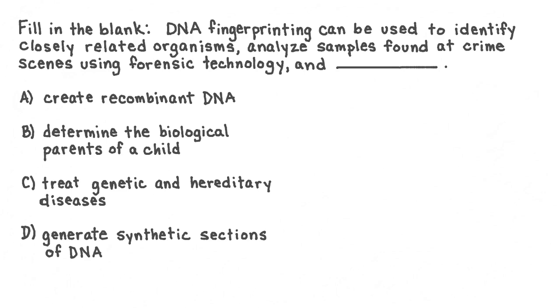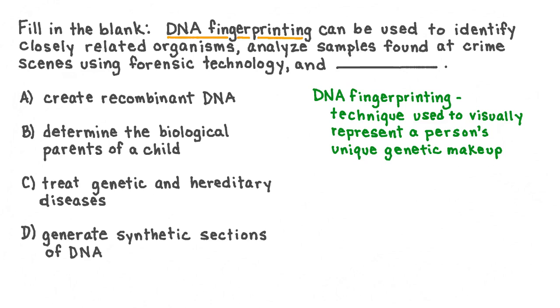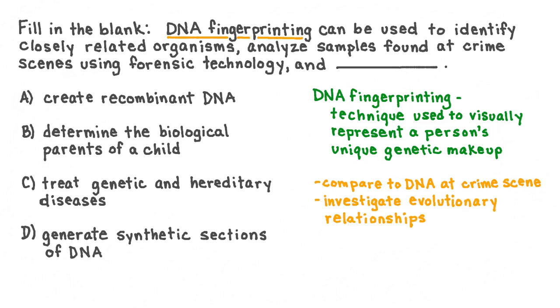Every person, with the exception of identical twins, has a unique genome. DNA fingerprinting is a technique used to make a visual representation of a person's unique genetic makeup. By visualizing and viewing a person's genetic makeup, we can find some valuable information. For instance, we can compare samples of DNA to determine if a person was present at a crime scene, or we can compare samples of DNA from different species to investigate evolutionary relationships.